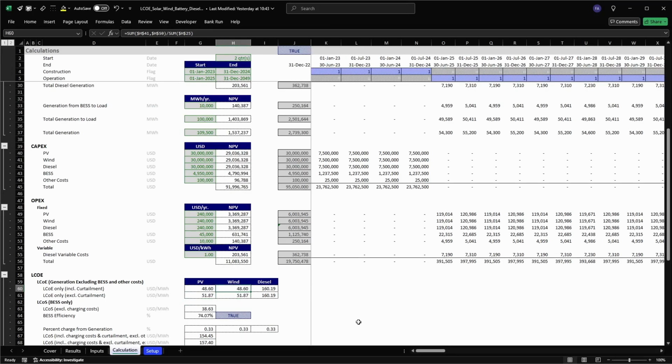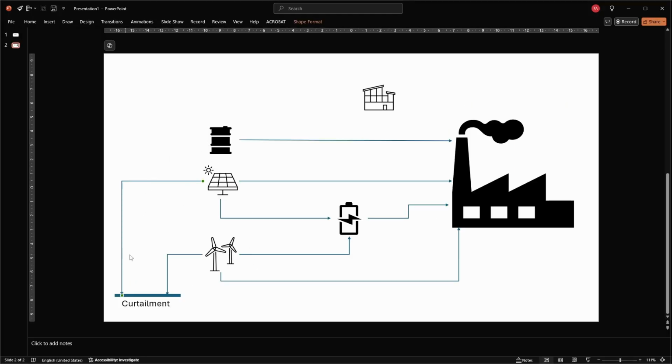I do the same for the wind. The only reason why the numbers are the same here is because I'm using the same inputs, okay, but of course that's not going to be the case. But they just produce the same results, of course, if you get the same inputs. All right, it's the same principle, the same calculation, nothing changes. And for the diesel, we have the same numbers, just because there is no curtailment, right? So there's nothing being curtailed over here.